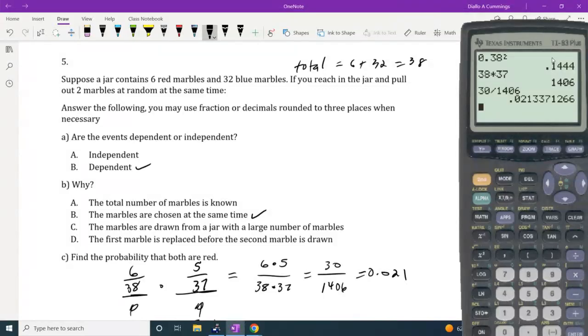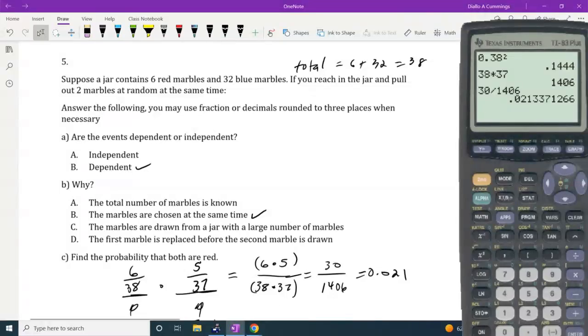I know I just did a lot of steps with this calculator, right? Multiply the top, multiply the bottom. You could actually put all of this in one step, but you've got to be careful. You must put a set of parentheses around the numerator and the denominator.